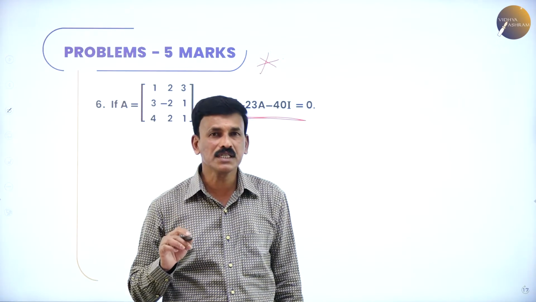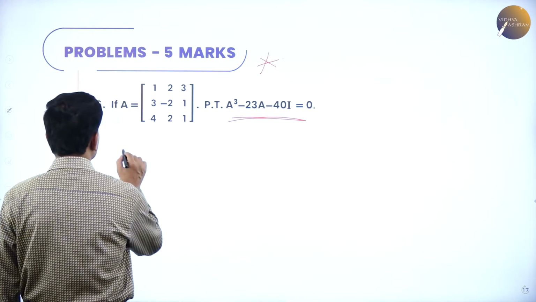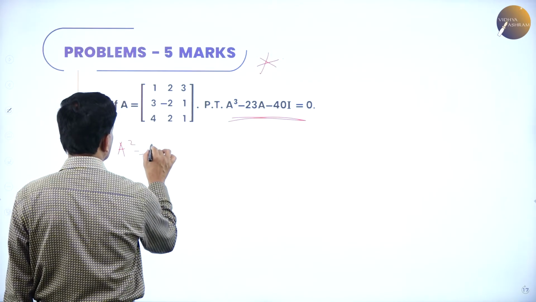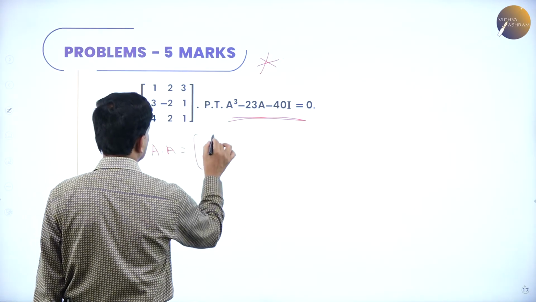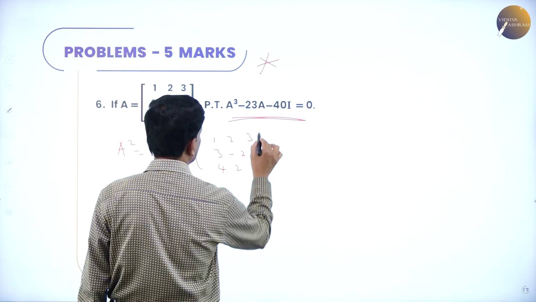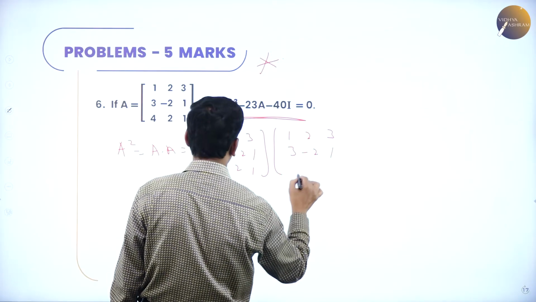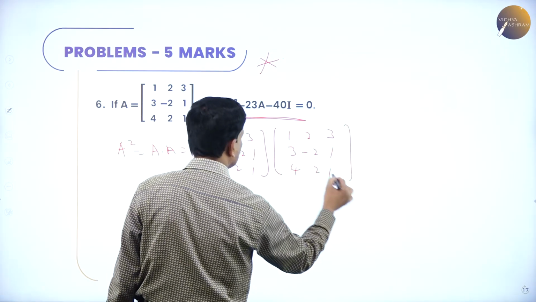So, if you concentrate more on the simplification. Okay. Now, let us find out A square first. A square is equal to A into A. What is A? [1 2 3; 3 -2 1; 4 2 1] and again [1 2 3; 3 -2 1; 4 2 1]. So, simplify this.